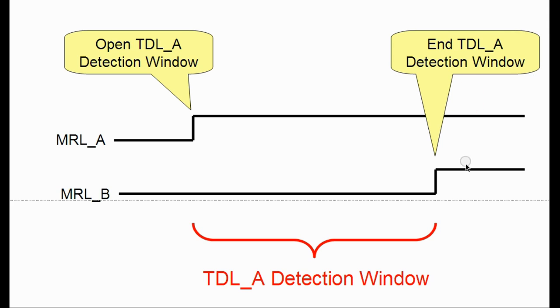It is important to note that the window doesn't actually close on match B, but instead, should a transition occur just after the match B, then TDLA will get set. However, if both TDLA and MRLB are set, then the MRLB occurred first, because had TDLA been set first, it would have blocked MRLB. And that subtlety will be important here in a moment.